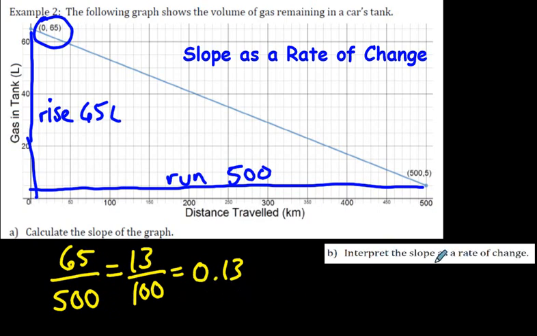All right, interpret the slope as a rate of change. So what does 0.13 really mean? Well, it means 0.13 liters per, what's the unit here? Per kilometer. So this particular car basically uses 0.13 liters every kilometer. And that is a unit rate. That is a rate of change. So this is our rate of change, and over here is the slope.